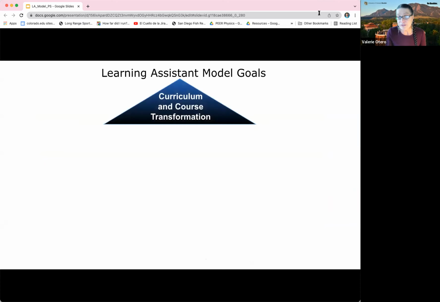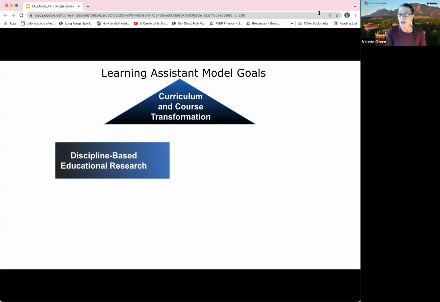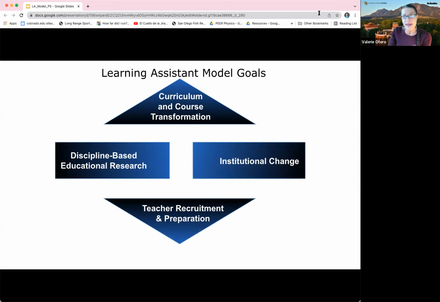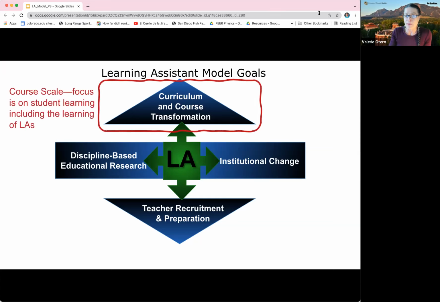And our goals, we've always had 4 goals: curriculum and course transformation, discipline-based educational research so that we can measure the impacts of the transformations that we're making and make instructional decisions as a result. We always care about K-12 teacher recruitment and preparation, and at the foundation also is institutional change. And at the center or the heart of all of this are those undergraduate learning assistants, the learning assistant model, and the infrastructure for that model, as I'll say a little bit more about.